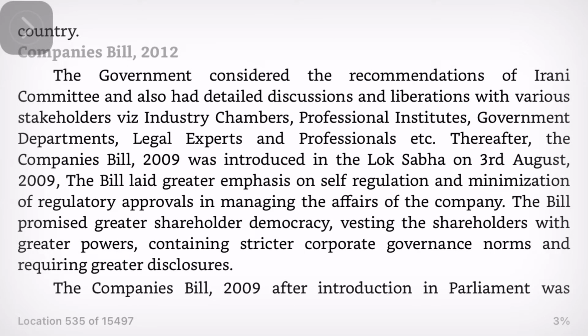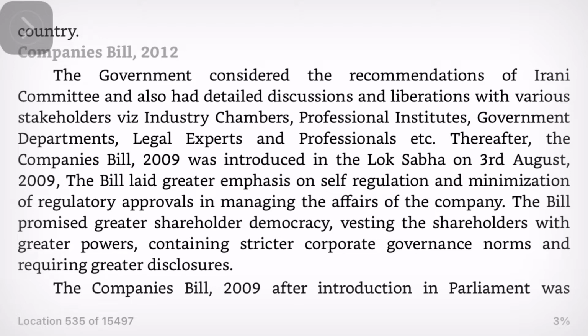Companies Bill 2012. The government considered the recommendations of the Irani Committee and also had detailed discussions and deliberations with various stakeholders, viz. industry chambers, professional institutes, government departments, legal experts and professionals, etc. Thereafter, the Companies Bill 2009 was introduced in the Lok Sabha on 3 August 2009. The bill laid greater emphasis on self-regulation and minimization of regulatory approvals in managing the affairs of the company. The bill promised greater shareholder democracy, vesting the shareholders with greater powers, containing stricter corporate governance norms, and requiring greater disclosures.